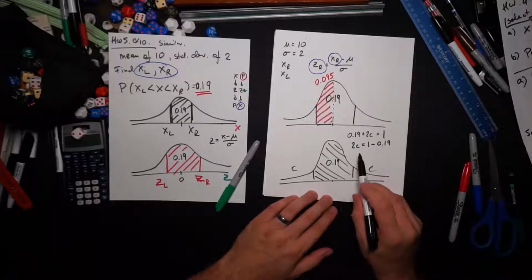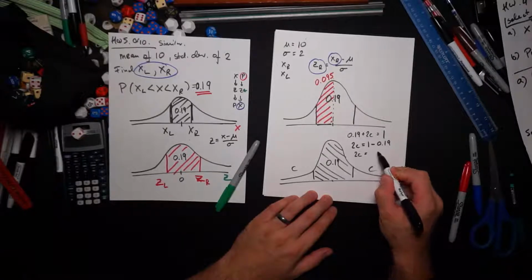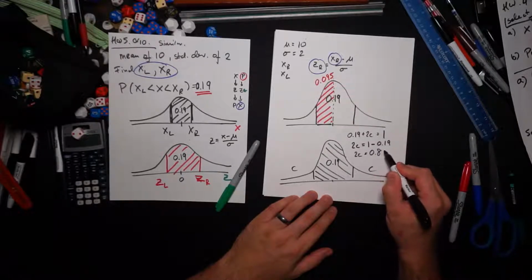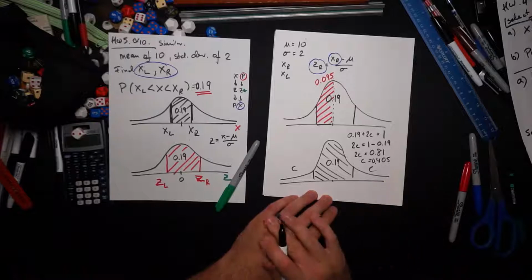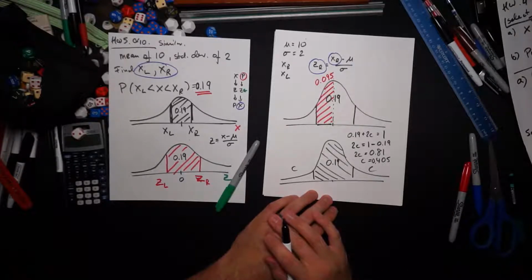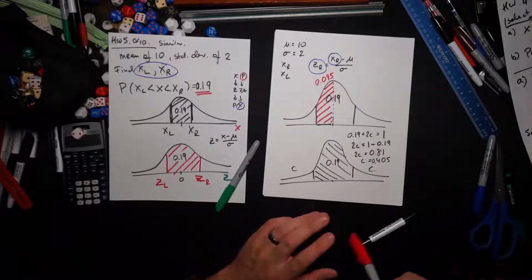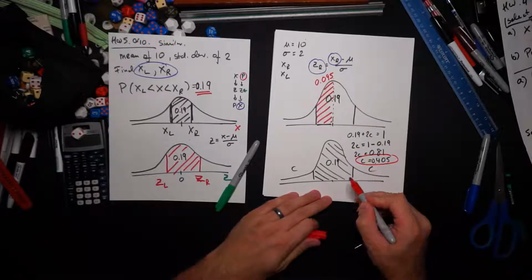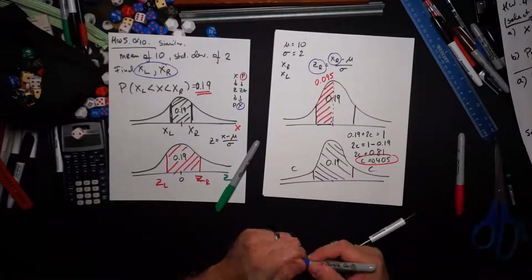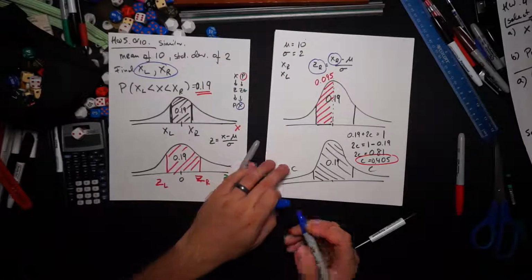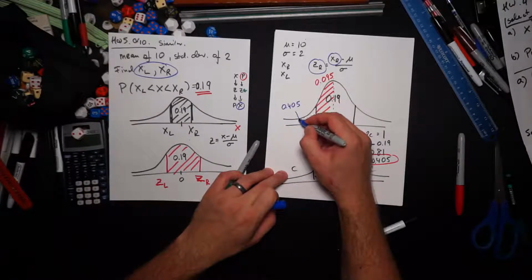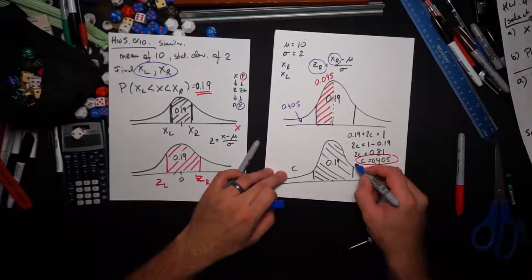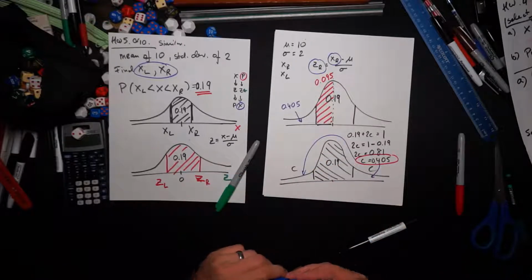I move this to your side. So 2C equals 0.81, so C equals 0.405. And that's the important number. Why? Because it's the same number that we would get if we just looked at half. And that's this piece, this piece and this piece.